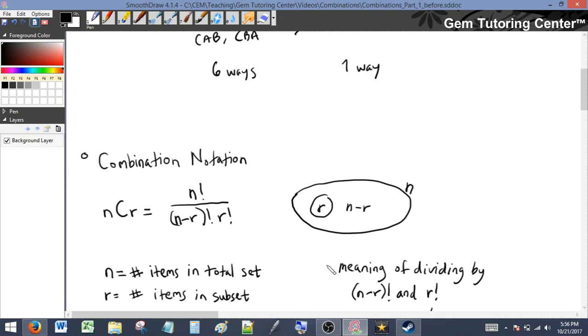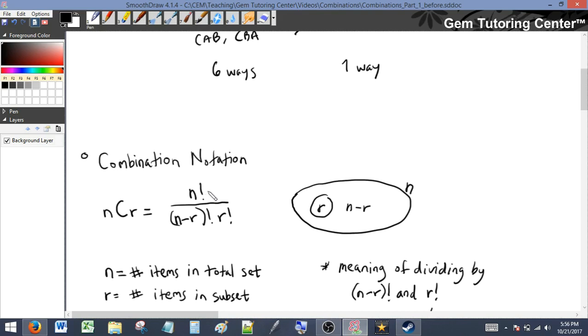So let's talk a little bit about the meaning of dividing by (n minus r) factorial and r factorial. So we have a picture here. In this picture, the oval represents the number of items, which is n. r represents the number of items we are picking, and n minus r represents the number of items that we are not picking. So, as was mentioned in the previous permutations videos, the reason why we divide by n minus r is this. So let's start with n factorial.